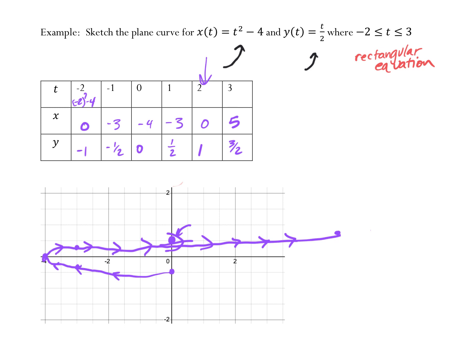Okay? So now, if we wanted to turn this into a rectangular equation, we have x equals t squared minus 4. And are you guys cool if I say 2y is equal to t, if I rearrange this equation? Okay. And so then, if I want to find the rectangular equation, you solve one equation for t, and then plug that value for t into the other equation. So if I do this one, we get x equals 4y squared minus 4.